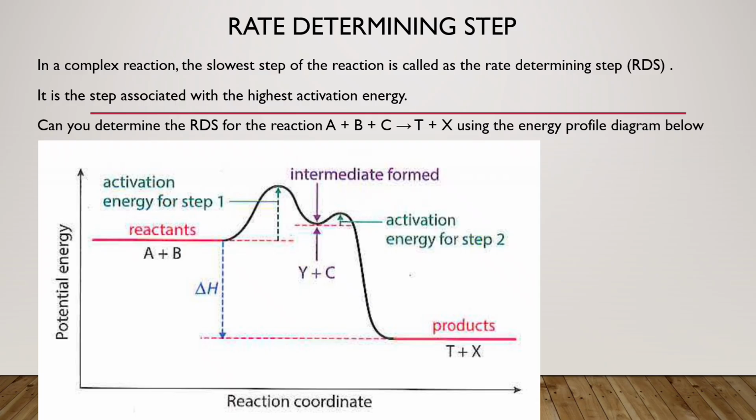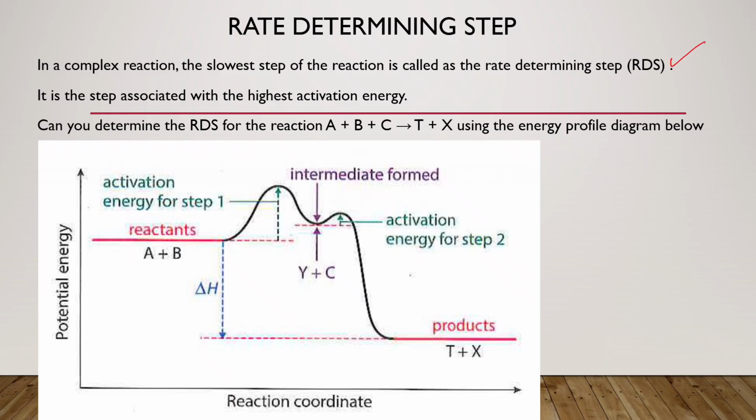So, if we are now clear about the various steps which were involved in this complex reaction, let's now try to identify what's a rate determining step. So, in a complex reaction, not all steps proceed with the same pace. Some steps are relatively slow and some are relatively fast. So the slowest step in a complex reaction is called the rate determining step.